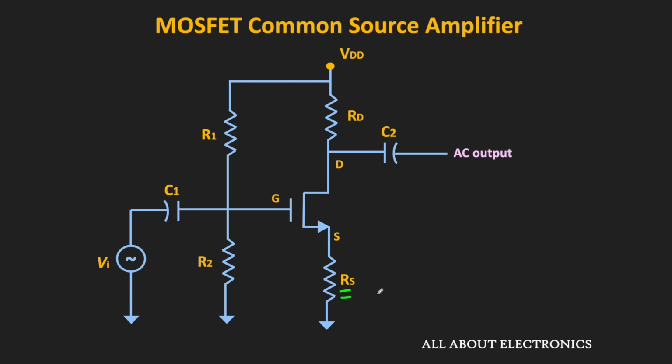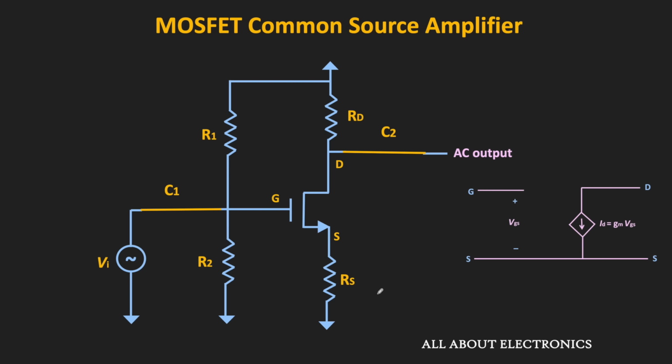The procedure for the small signal analysis will remain the same. First of all, we will replace all the coupling capacitors by short circuits, and all the DC sources in the circuit will act as 0. Then we will replace the MOSFET by the small signal model. The first thing, if you observe, is that the source resistor is connected between the source and the ground terminal. And here, the input signal is appearing between the gate and the ground terminal.